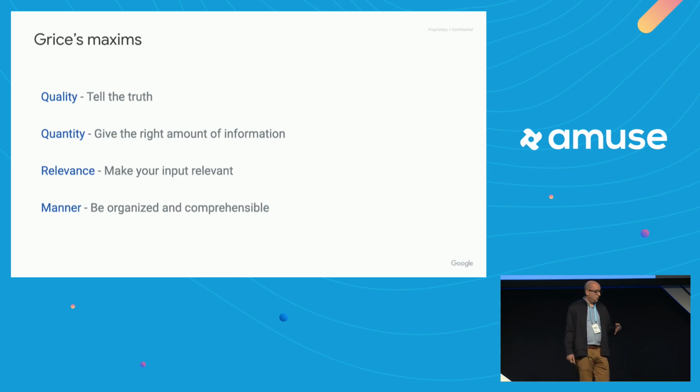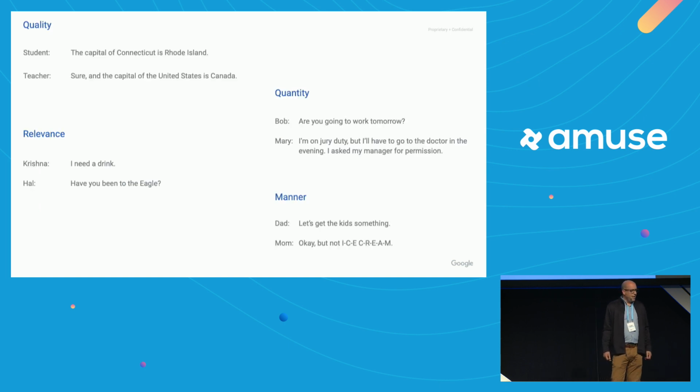The four maxims are quality, that the speaker is trying to tell the truth; quantity, that they're saying as much as is needed, no more and no less; relevance, that they're trying to be relevant; and also manner, that they're trying to speak in a way that's organized and comprehensible. And just to show you some examples of this, we won't go through all of these, but maybe two.